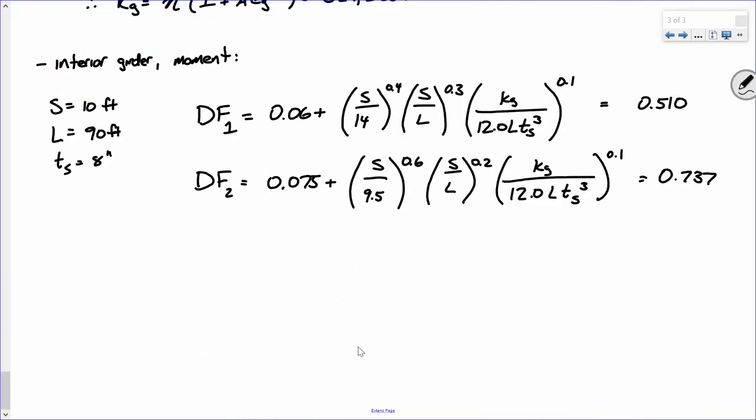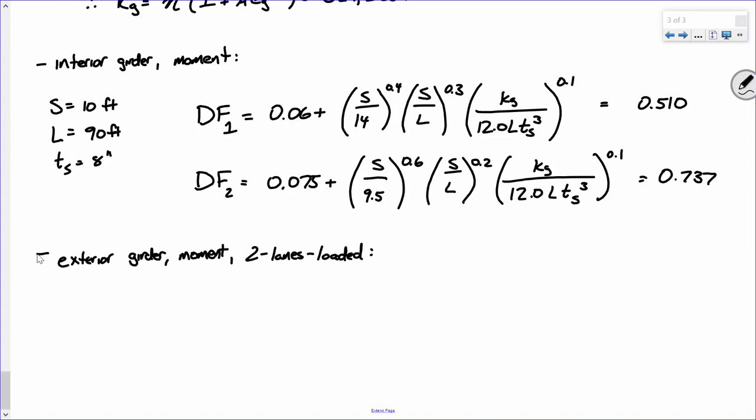Okay, the only other one that we have to do is exterior girder moment. Sorry. Exterior. We need to do exterior girder moment, 2 lanes or multiple lanes loaded. Sorry. I'm in need of coffee is what it is.